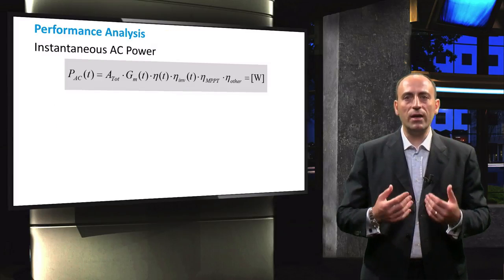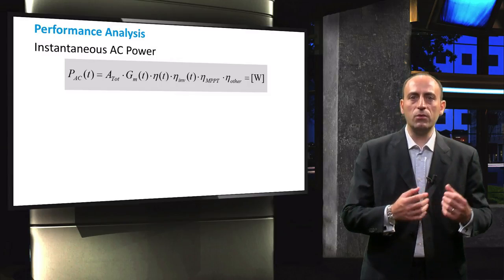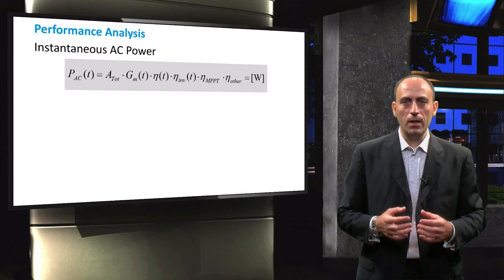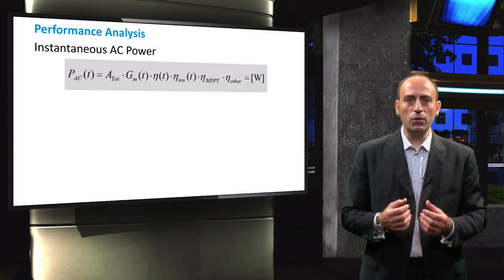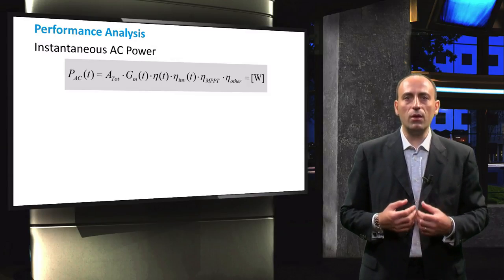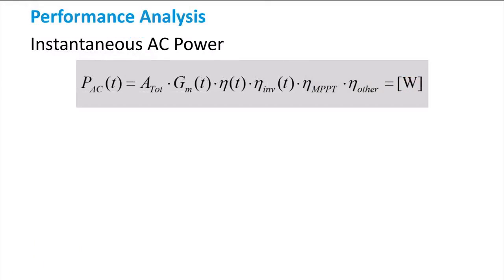We can now determine the overall performance of the PV system. We start with the instantaneous AC power, PAC, generated by the PV system. It is a product of the total module area, instantaneous incidence irradiance, and all the individual efficiencies associated with the PV system. Those are the PV module efficiency, inverter efficiency, maximum power point tracker efficiency, and the other efficiencies. Generally, a fixed MPPT efficiency of around 98% is used.